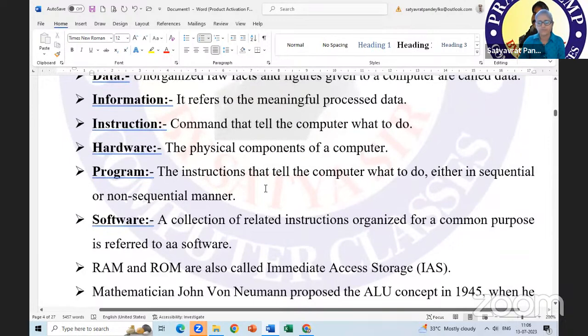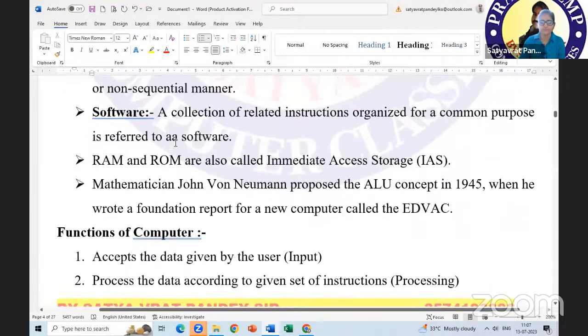Hardware. The physical components of a computer. Program. The instructions that tell the computer what to do either in sequential or non-sequential manner. Software. A collection of related instructions organized for a common purpose is referred to as software.